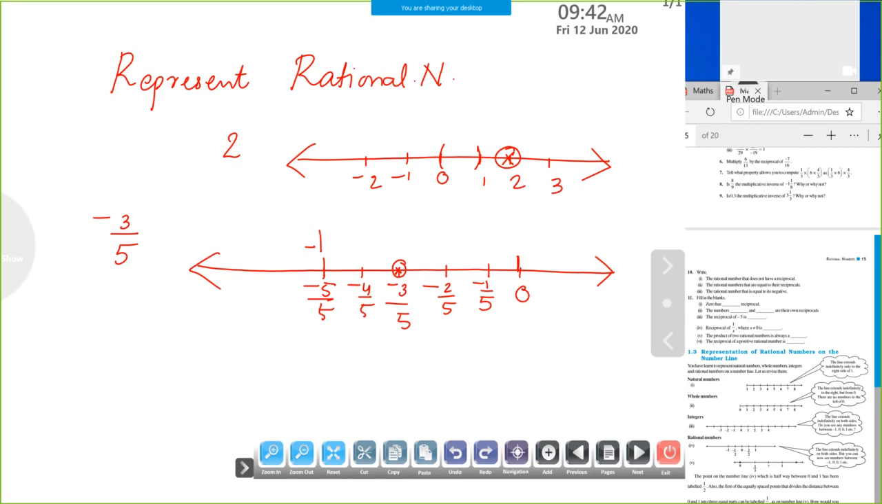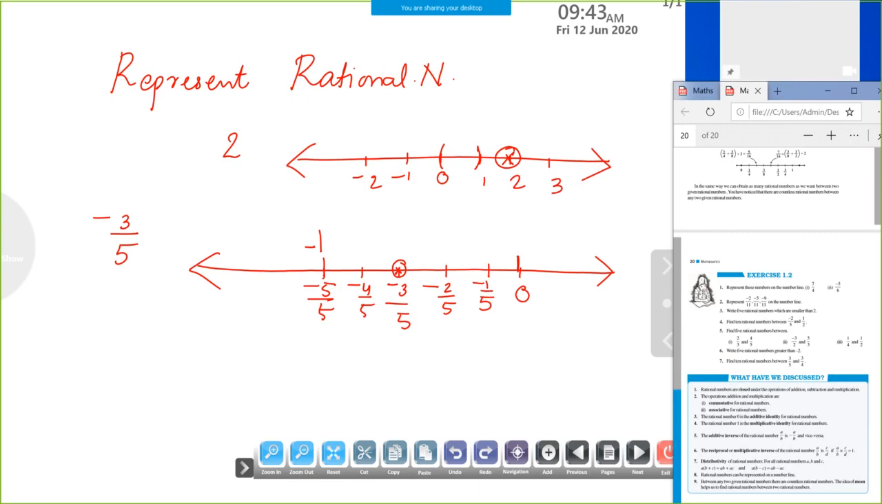I repeat once again. Since it is a negative rational number, it will definitely be lying on the left side of 0. So start marking with equal width as minus 1 by 5, minus 2 by 5, minus 3 by 5, minus 4 by 5 and minus 5 by 5, where you reach minus 1. So what we have done here is the portion from minus 1 to 0 is divided into 5 equal parts, and we marked from 0 to the third part as minus 3 by 5. I hope you understood.